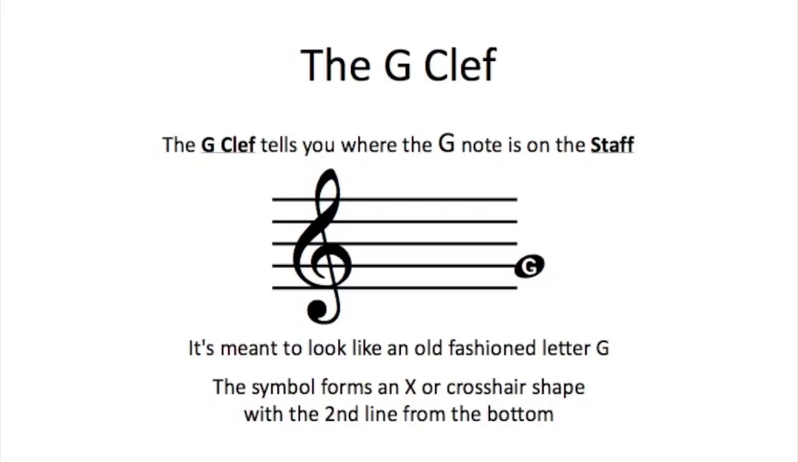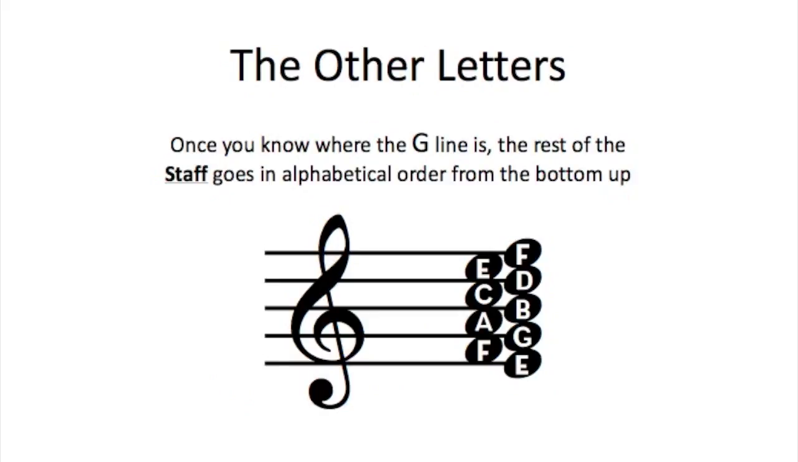Once the location of the G note is established, the other letters will go in alphabetical order from the bottom up. This would make the bottom line the letter E, and then the letters would descend from there from one line to the space, to the next line, to the next space, and so on.